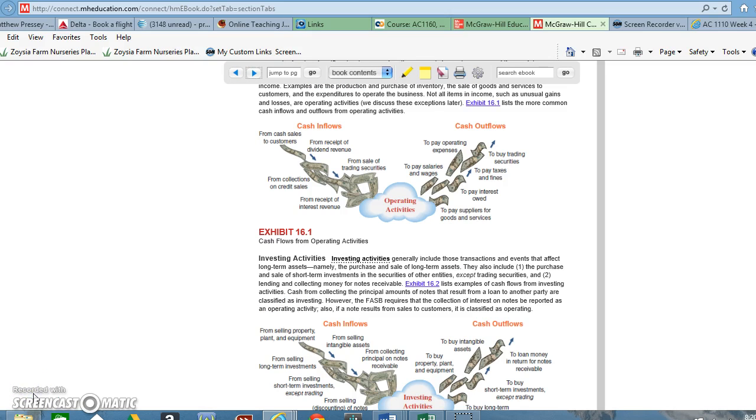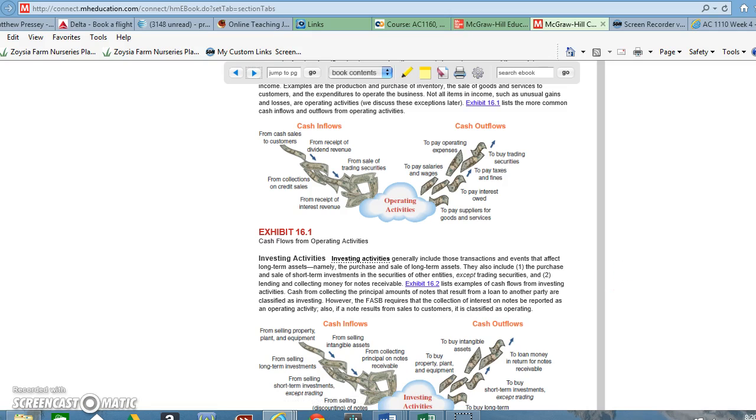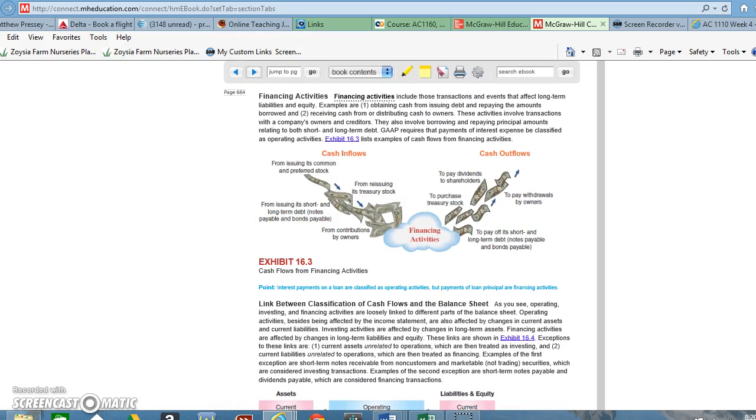Actually, there's 3 of these pictures here. The first one that we first looked at was for operating activities. The second one is going to be for investing activities. And the third one is for financing activities, which is down below there. And as the week goes on and as you complete your readings, you'll find that you're analyzing transactions more along those 3 different categories.